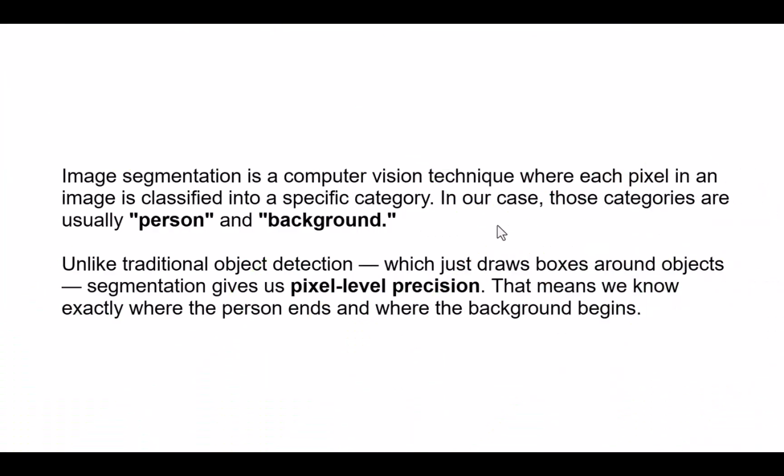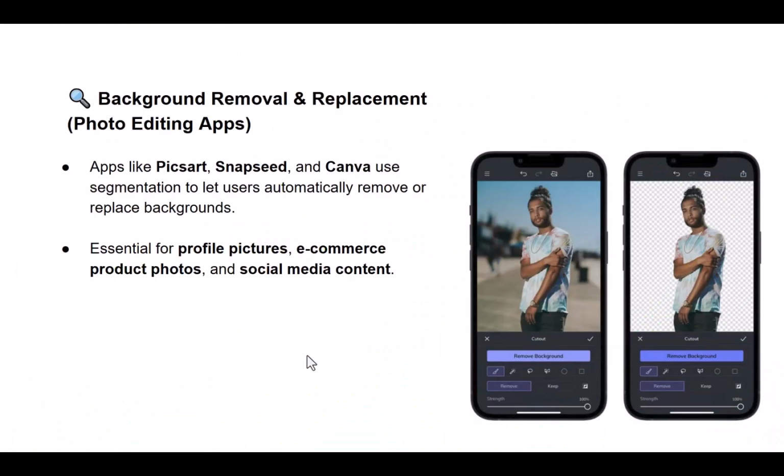So after looking at this example, we can say image segmentation is a computer vision technique where each pixel in an image is classified into a specific category. And in our case, these categories are usually person and background. Unlike traditional object detection which just draws boxes around objects, segmentation gives us pixel level precision. This means we know exactly where the person ends and where the background begins. And now let's look at some real-world applications of image segmentation.